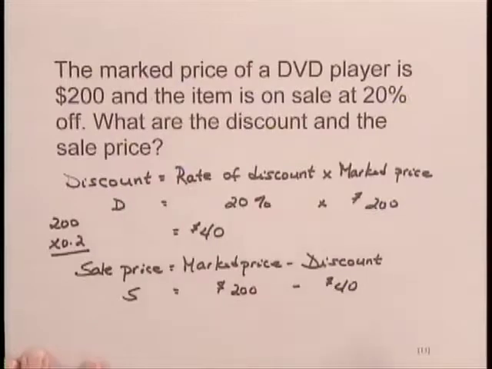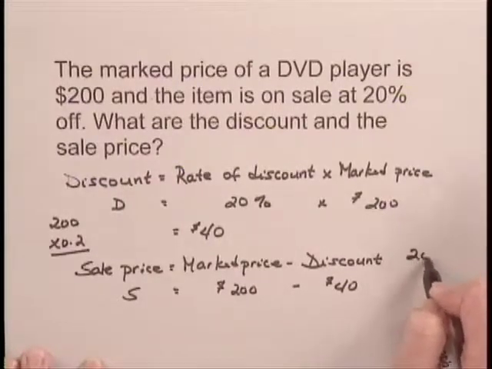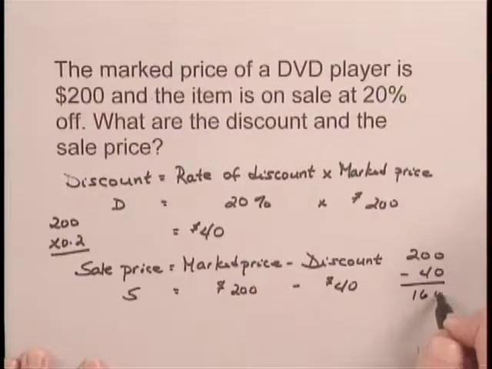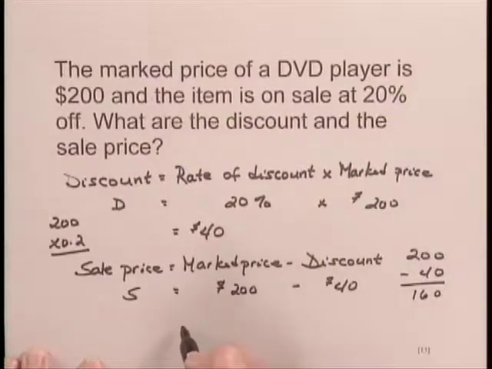So we would be carrying out this subtraction, 200 minus 40. And when we do that, we get 160. You can go through the steps yourself. So we find that the sale price is $160.